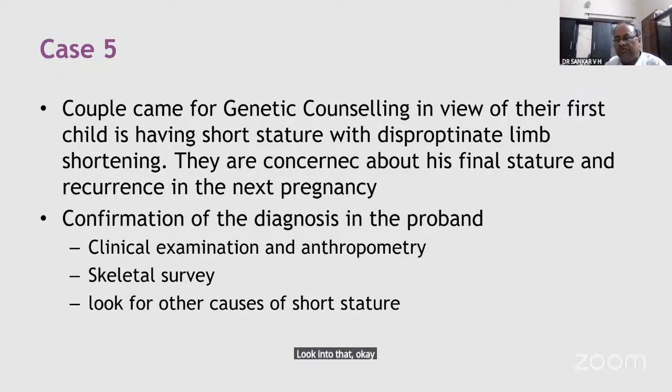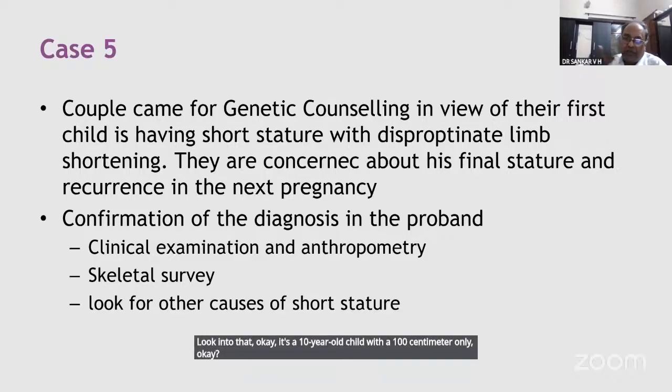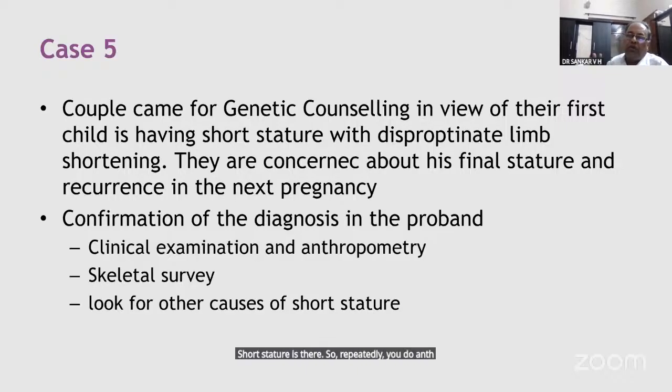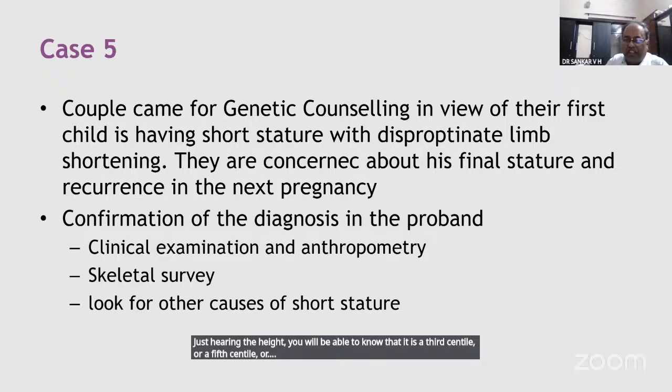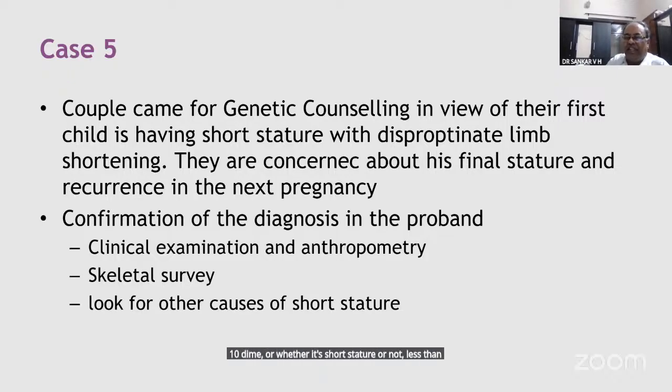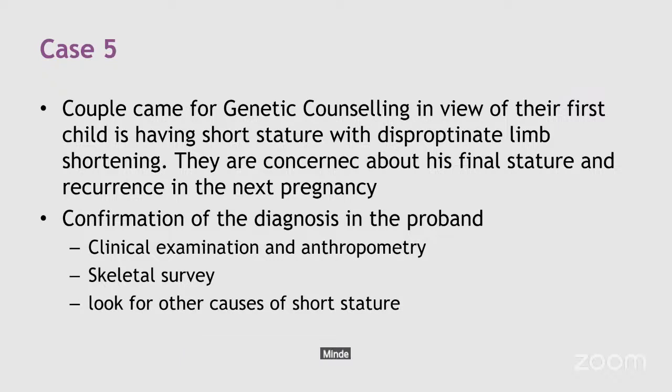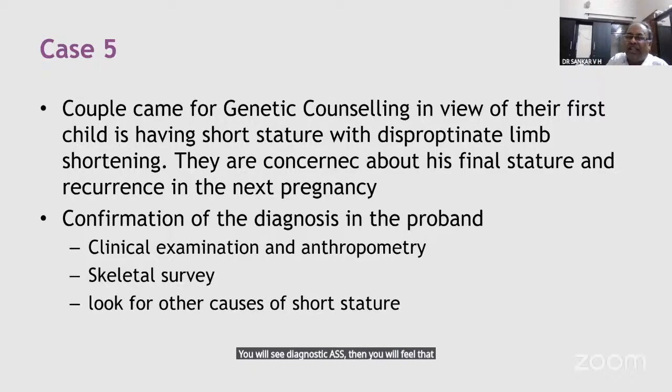Okay, it's a 10-year-old child with only 100 centimeters. Okay, short stature is there. So repeatedly you do anthropometry, and you will be able to do the anthropometry by heart. Just hearing the height, you will be able to know whether it is the 3rd centile, 5th centile or 10th centile, or whether it's short stature or not, less than 3 SD or less than 5 SD. Repeatedly, for every patient, take height, mentally calculate where it is. Every time you have to do it. Instead of that, if you see diagnostic cases, you will feel why should I evaluate all those things? Don't do like that. Take a clinical examination, detailed anthropometry, everything.